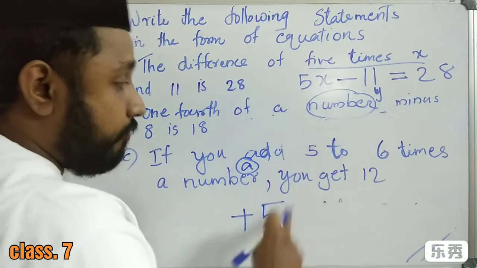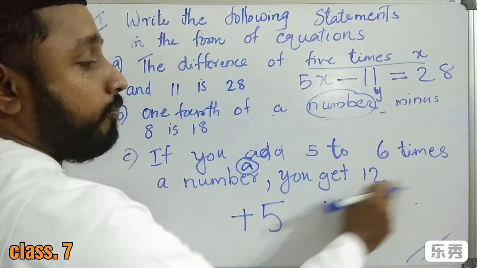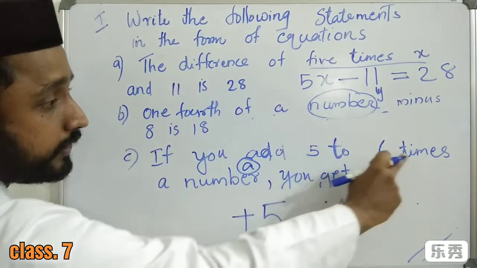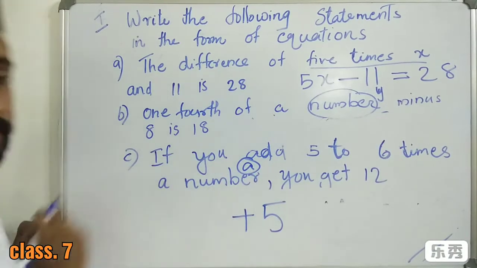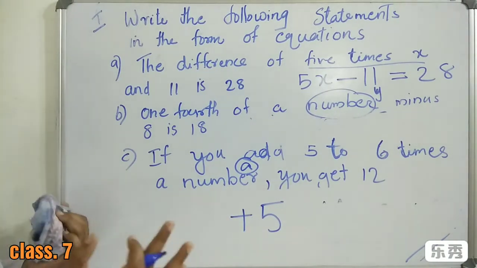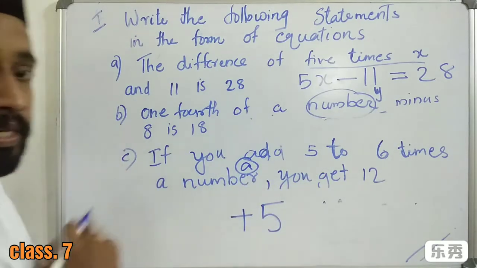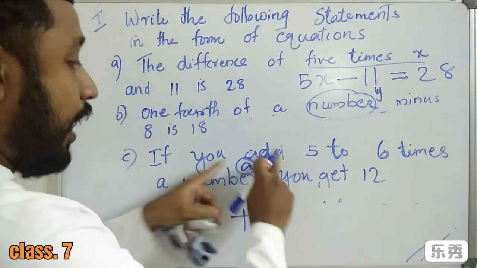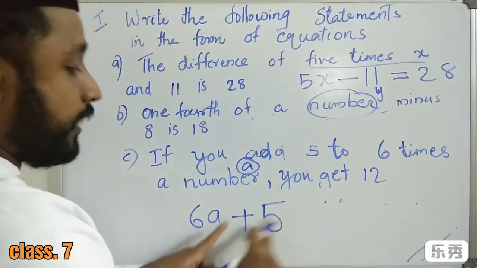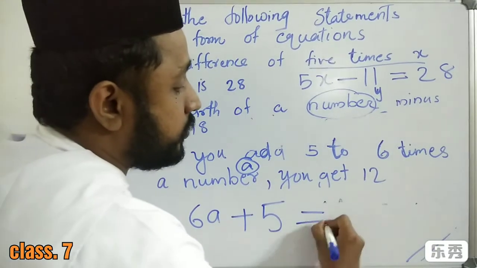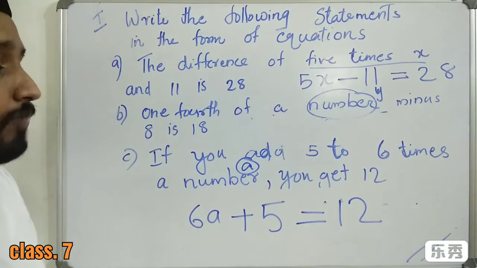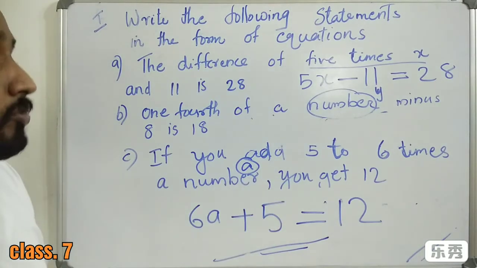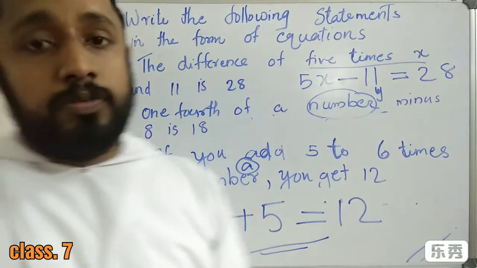So if you add 5 to 6 times a number, you get 12. You have to write the equation of this statement. We take the number as a. So 6 times a number means 6 into a, which is 6a. If you add means addition of 5, so 6a plus 5. What will we get? We will get 12. So 6a plus 5 is equal to 12. So this is the equation form of this statement.